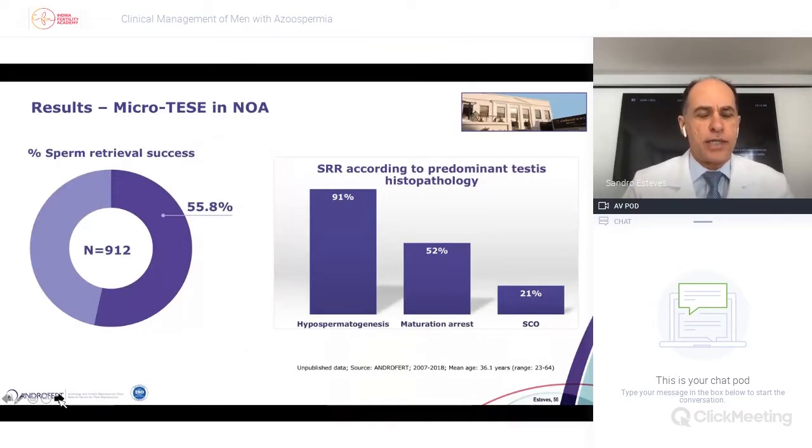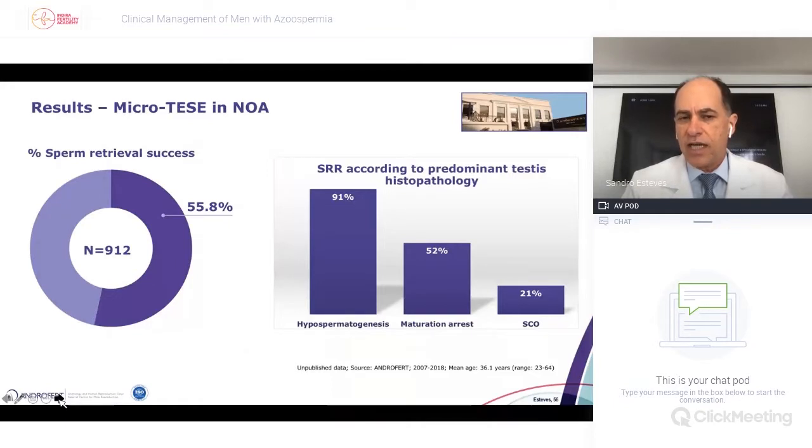So just presenting you now some results of our center concerning microdissection testicular sperm extraction in men with non-obstructive azoospermia. We have done about 1,000 cases in which the sperm retrieval success rate is about 56%.